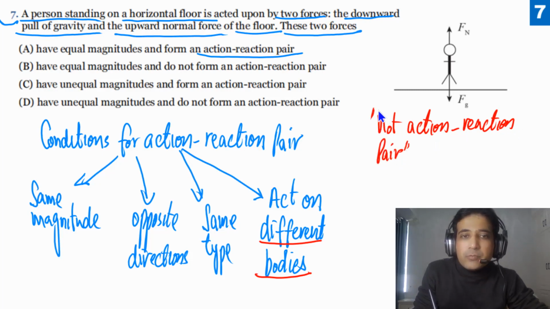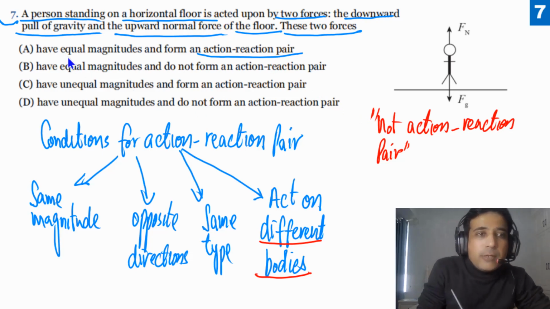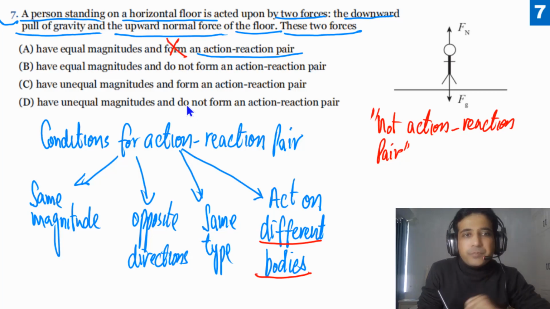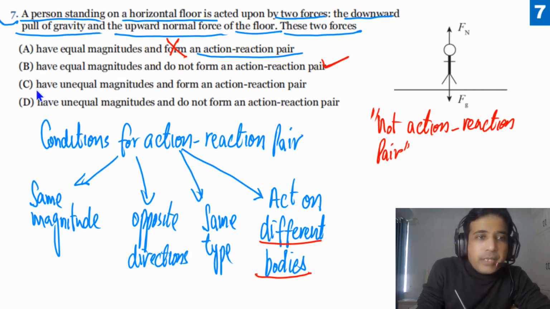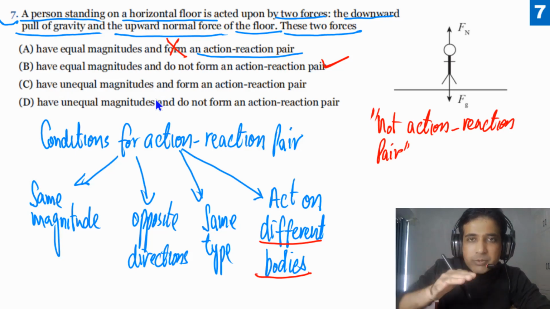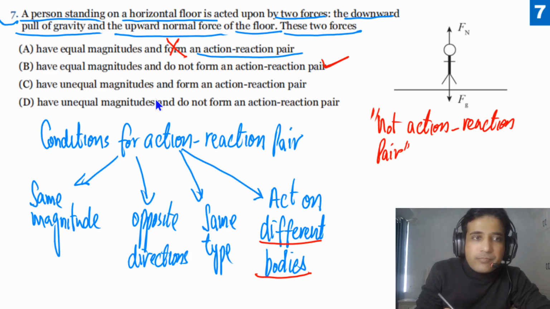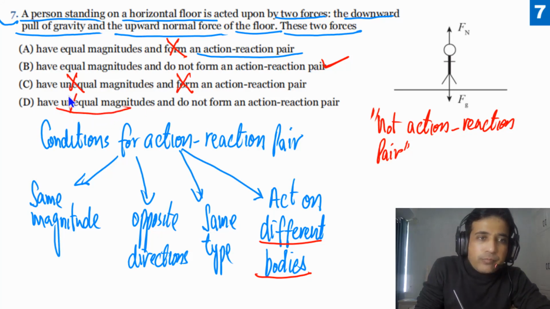If we look at option A, equal magnitude and form an action-reaction pair, no, they do not form one. Second one, have equal magnitude, yes, and do not form an action-reaction pair, this can be a possible answer. Have unequal magnitude? If the forces acting on this person had unequal magnitude, the person would have to accelerate, but this person is at rest. It means the magnitudes are equal. Form action-reaction pair, no. Unequal magnitude, no, they have equal magnitudes. They do not form a pair, yes, this is right. So the answer for this question is B, because they have equal magnitude. That's the reason the person is at rest.